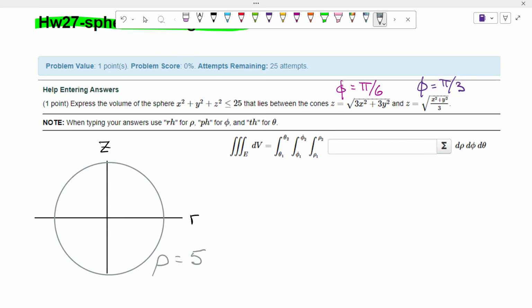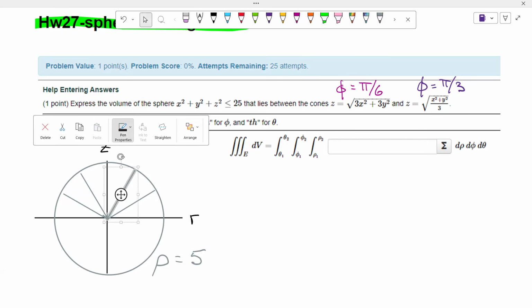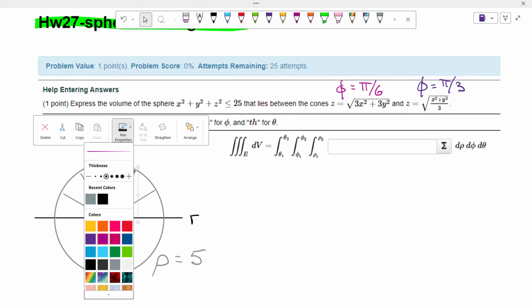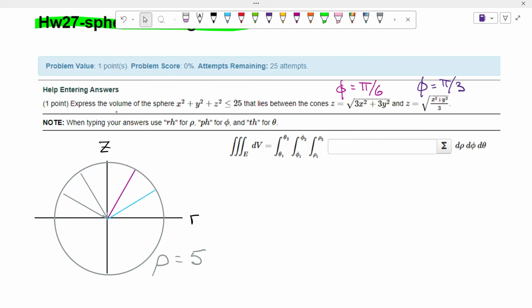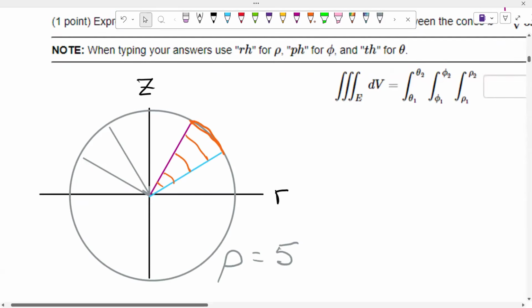And I've got some cones. Cones will look like V's in this plane. If I look at their projection onto the other side, it might be like that, but usually we only focus on the half plane. So this is our cross section right there. That's the cross section of the volume that we're looking to evaluate.